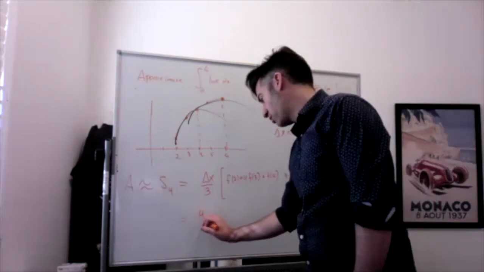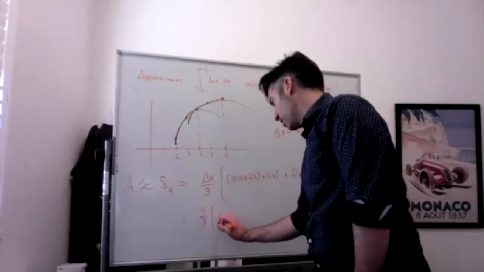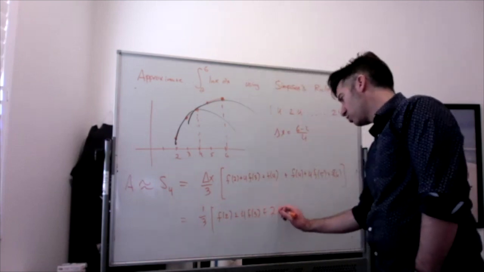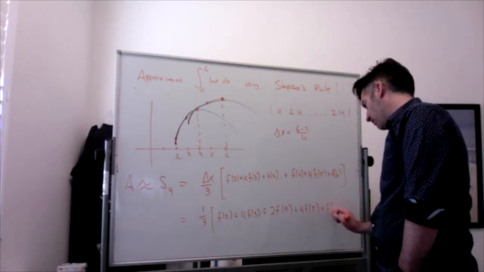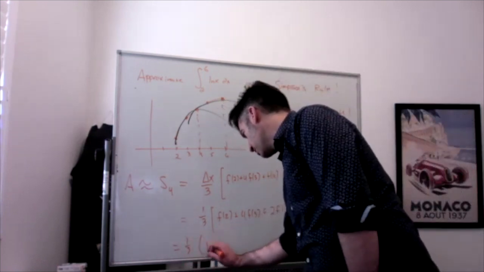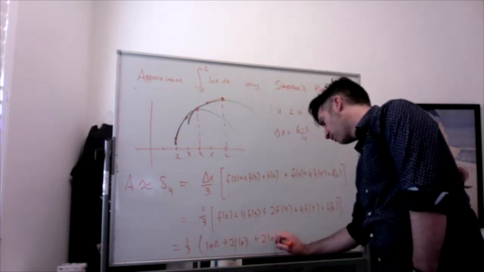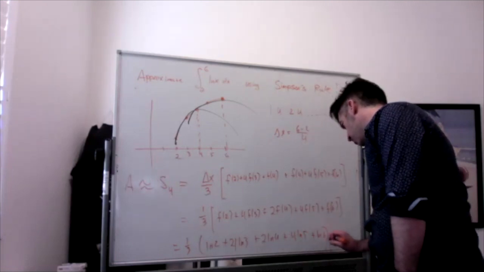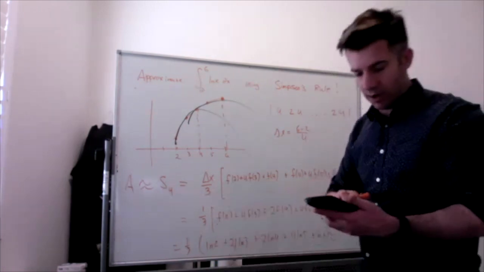So it's going to be 1 over 3 times f of 2 plus 4 f of 3 plus 2 f of 4 plus 4 f of 5 plus 1 f of 6, which ends up being 1/3 times natural log of 2 plus 4 natural log of 3 plus 2 natural log of 4 plus 4 natural log of 5 plus natural log of 6, which is approximately a number I didn't calculate. We can calculate it if we want, though. Let's find out.